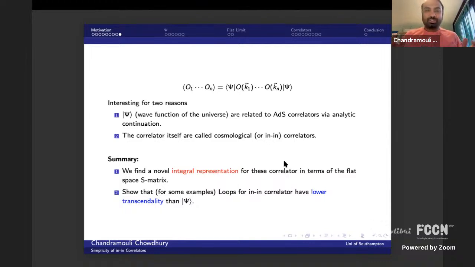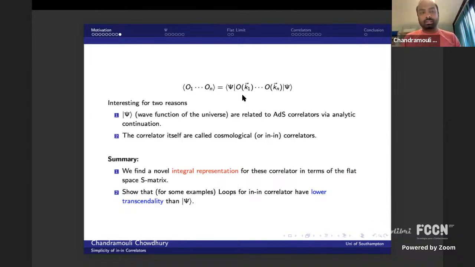Okay, so now let me just give you a summary, in case you fall asleep for the remaining part of the talk, of what we have achieved. The first point is that we find a novel integral representation for these correlation functions in terms of the flat space S matrix. I'll essentially give you a prescription by which you can take your favorite Feynman diagram in flat space, which are used to compute S matrices, and you compute an integral transform of that object in order to arrive at these in-in correlators. So that's going to be one point.